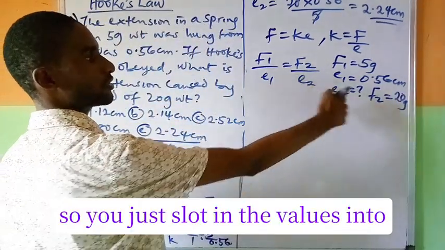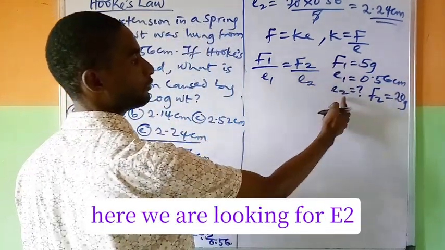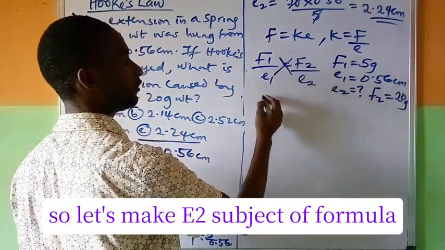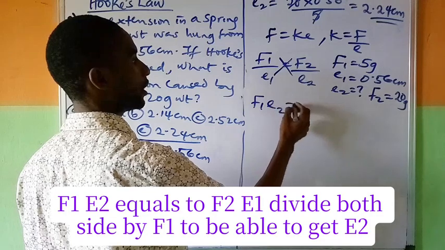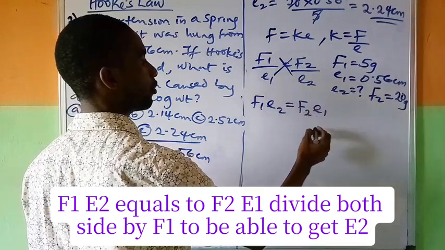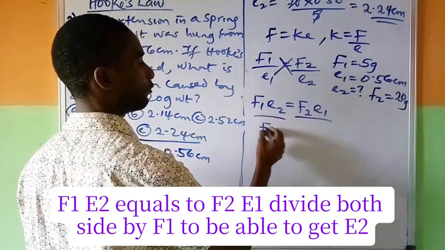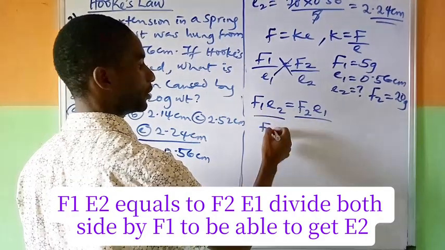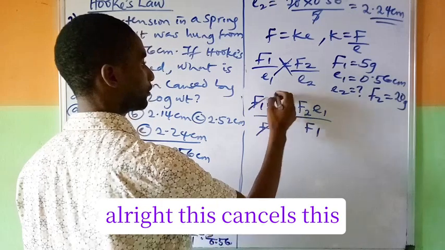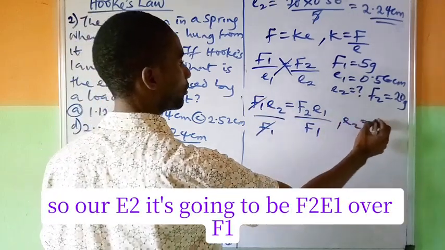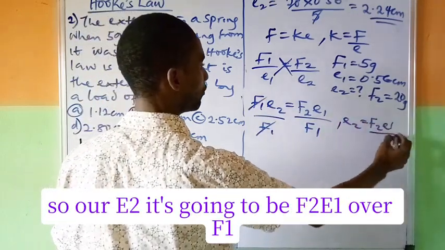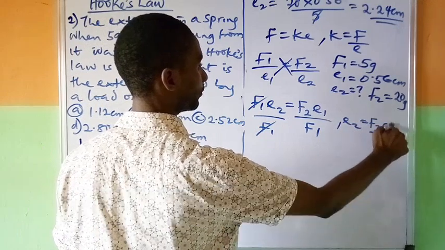So you just slot in the values into here. We are looking for E2, so let's make E2 the subject of the formula. F1 E2 equals F2 E1. Divide both sides by F1 to be able to get E2. This cancels this. So our E2 is going to be F2 E1 over F1.